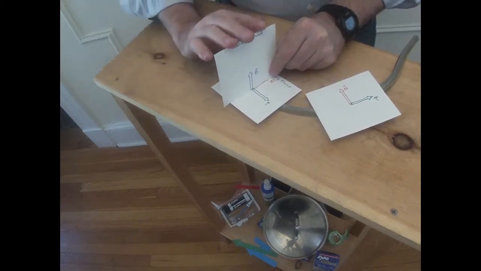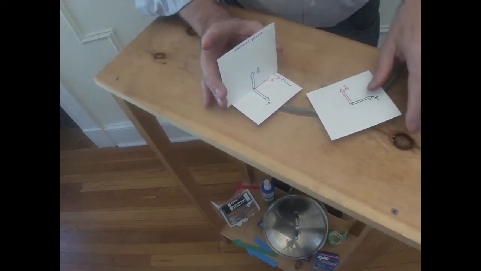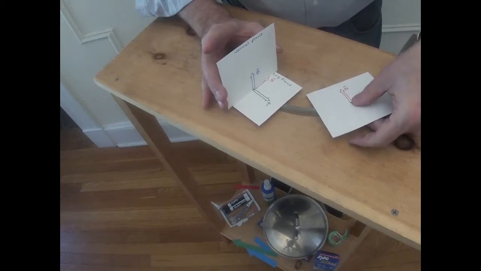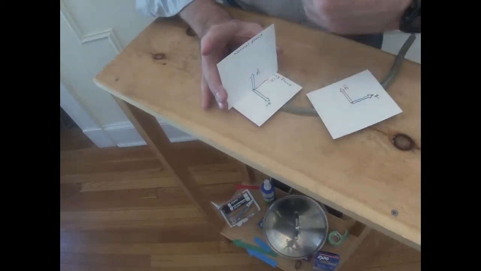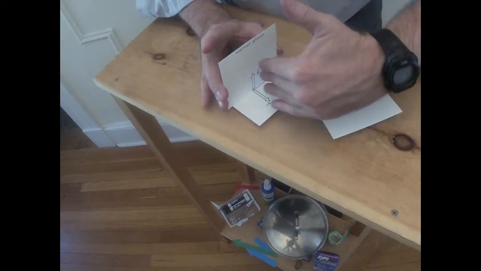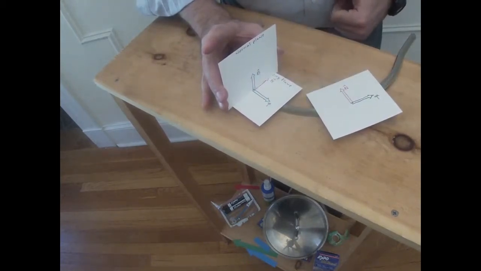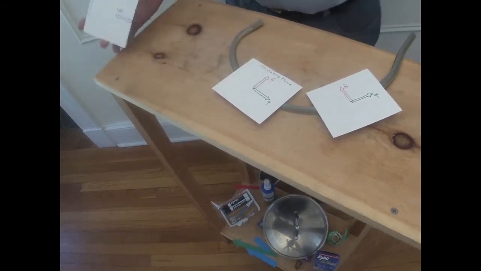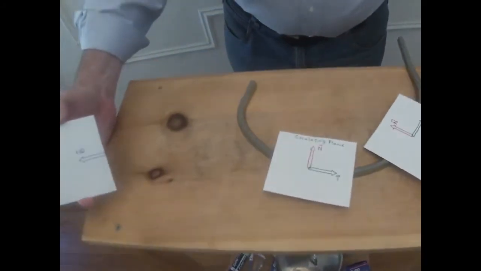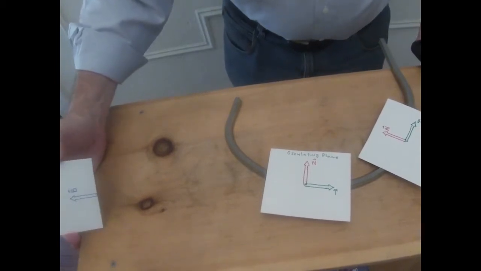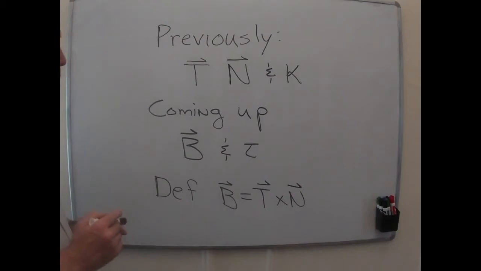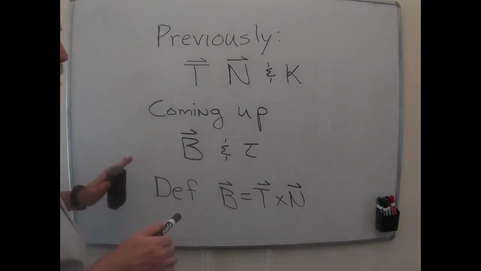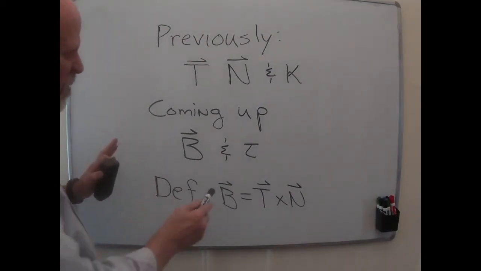And finally, there's another plane, which maybe I can just roughly indicate. Oh, this thing's glued down. Well, it's in here. It contains the tangent vector and it contains the B vector. It's the third orthogonal plane there. That one's known as the rectifying plane. All right, let's return to the view of the whiteboard and proceed.